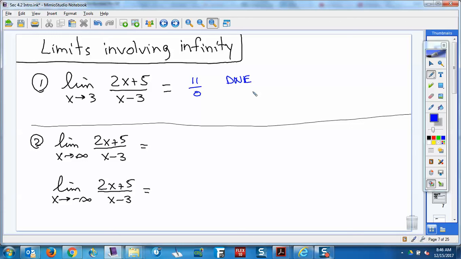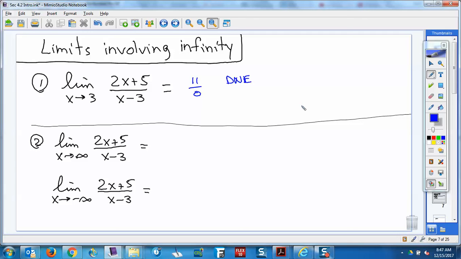So what happens to x minus 3 when x gets really close to 3? It's really small. It's like 3.000001 minus 3, or 2.999999 minus 3, right? It's just a really small number. Technically, the top's not getting exactly 3 either. So if you take 2 times really close to 3, you get really close to 6. And if you take really close to 6 plus 5, you get really close to 11. But actually, that part doesn't matter.